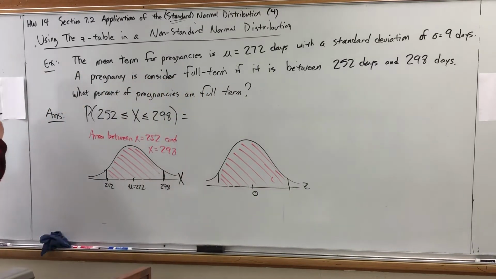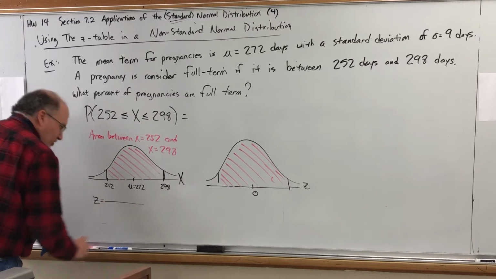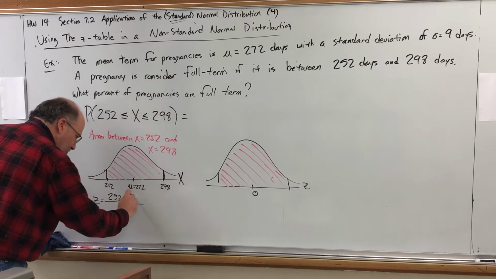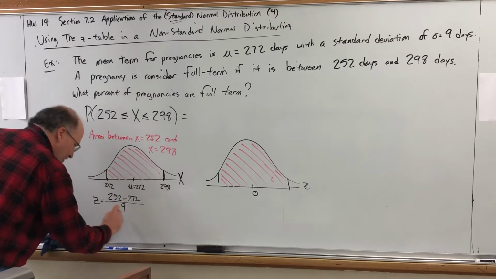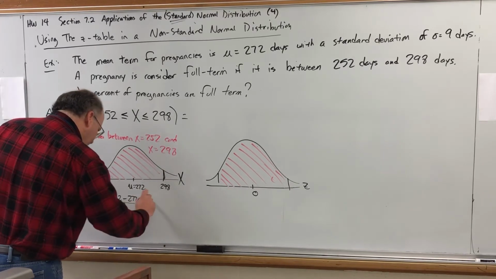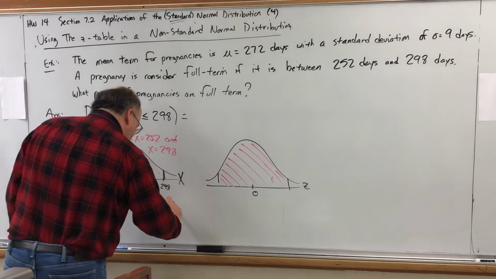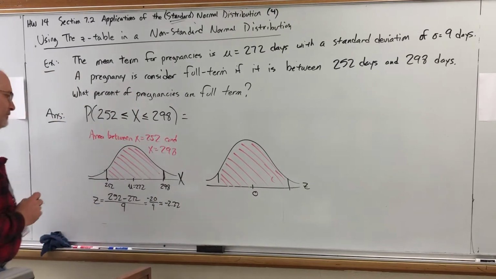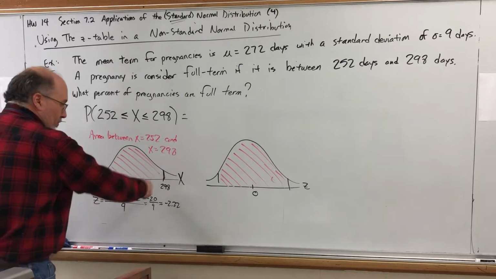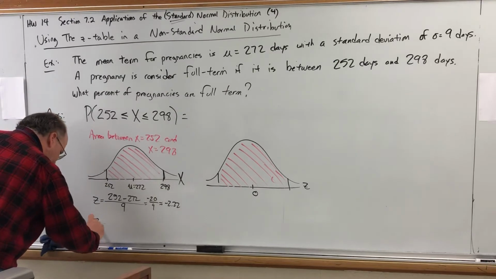So we have to do two conversions. Let's start with the 252. For 252, to calculate its z-score, it would be 252 minus the mean, 272, divided by the standard deviation, which is 9. That's equal to negative 20 over 9, which is approximately negative 2.22. Let me make sure that's right. Yes, negative 2.22.